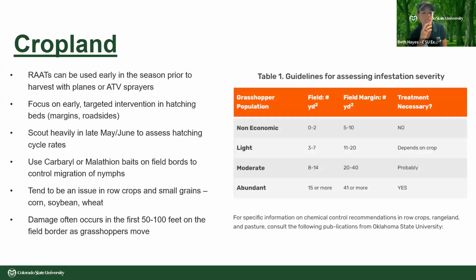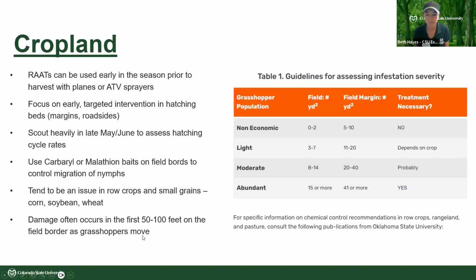All right, cropland. So you can use the RAT program as well early in the season prior to harvest. That's like the biggest window, right, of when we can really spray with things. You can do this with planes or ATV sprayers. But really, you want to focus on that early targeted intervention with hatching beds, which you're going to find along the margins of your fields, on roadsides, near ditches, things like that.